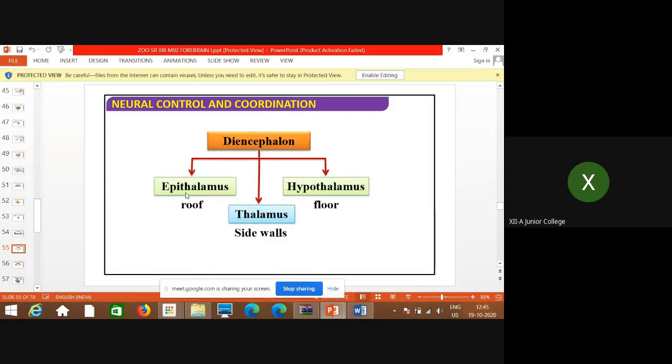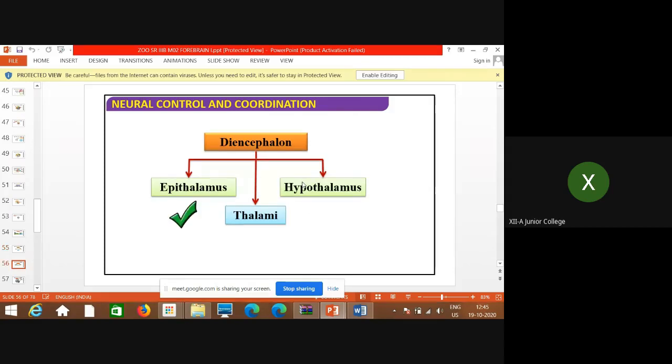What is above the thalamus is called the roof of the thalamus, called epithalamus. And the floor of the thalamus, that means below the thalamus, hypo means below, whatever is present there is the floor. And these are the side walls. So the diencephalon shows three parts: epithalamus, thalamus, and hypothalamus. Now we will talk about the epithalamus first.